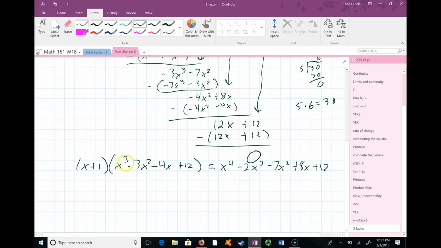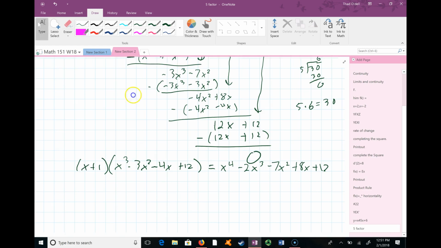Why do we know that? Because it's the third degree. Notice when I took one factor out, it dropped from a fourth degree down to a third degree, didn't it? Okay, so before we get too nervous and upset and distraught, I'm going to show you a little magic.